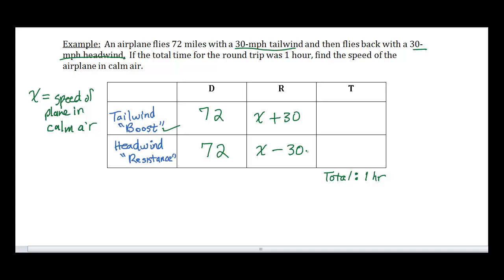Now that I have my distance and rate, I can write my time as 72 over x plus 30. And then for traveling in the headwind, 72 over x minus 30. I have my time, and this time I'm going to be setting my equation up a little bit differently. It doesn't say that they travel in the headwind and the tailwind in the same time. In that case, we set our time equal to each other. But it does tell us that our total time is 1 hour. So if I add my time for when I flew in the tailwind to the time that I flew in the headwind, it should total or equal 1.